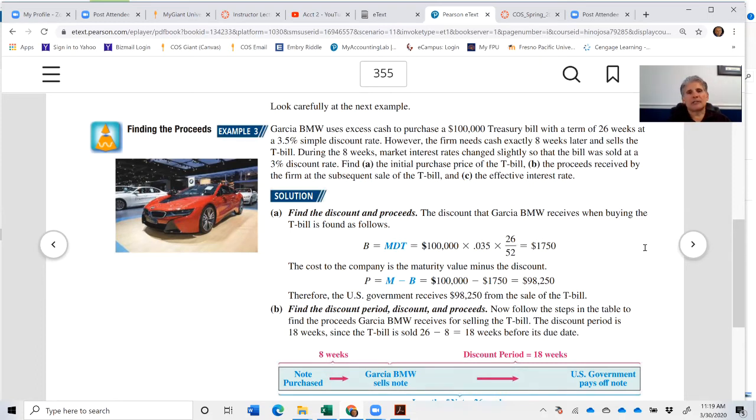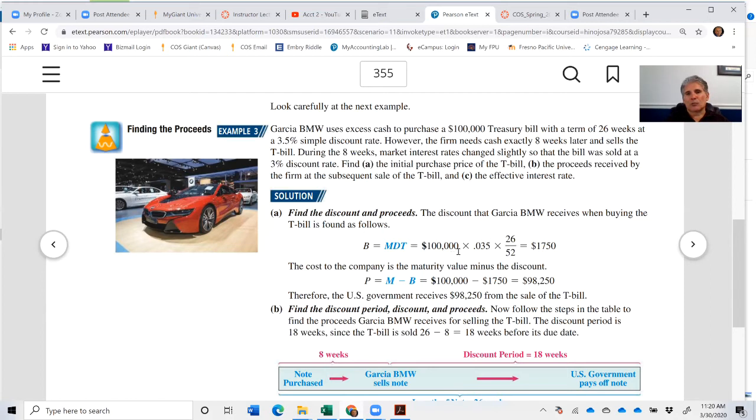So how much did Garcia BMW pay for that $100,000 treasury bill? Well, it's a 26-week bill, so that's the time. The rate is 3.5%. The maturity value is 100,000, so they're going to buy it at a discount. They're not going to pay 100,000, they'll pay something less than that. So let's figure out what the discount is.